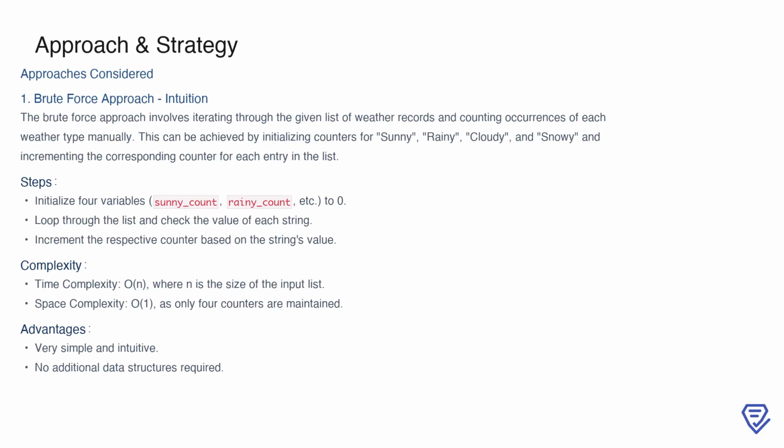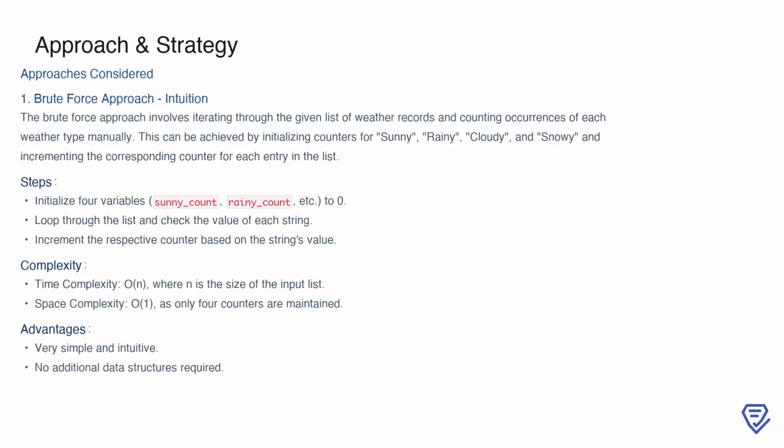To start, one straightforward way to solve this problem is by using a brute force approach. The intuition here is simple: manually iterate through the list of weather records and count how many times each type of weather appears. To implement this, we initialize 4 separate counters, one for each weather type: sunny, rainy, cloudy, and snowy. As we loop through the list, we examine each entry and increment the corresponding counter based on its value. This method is highly intuitive and doesn't require any additional data structures.